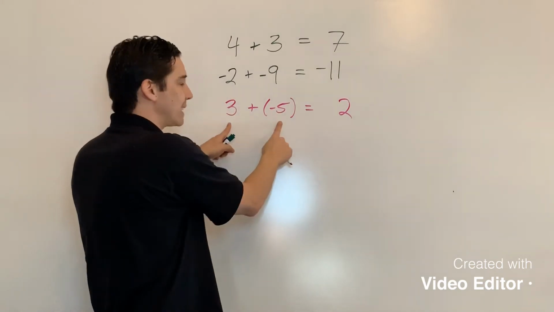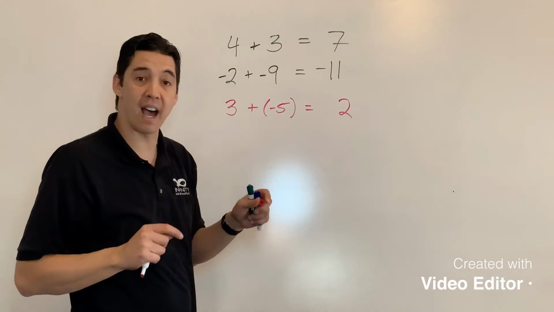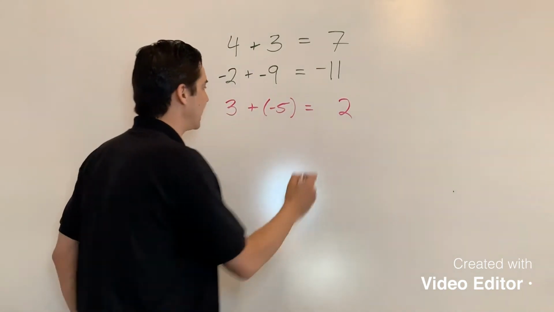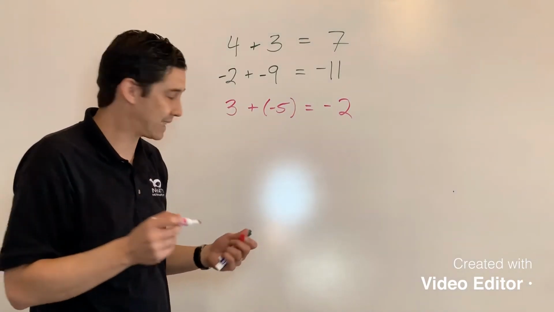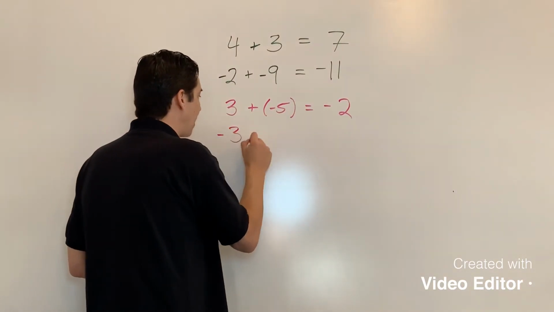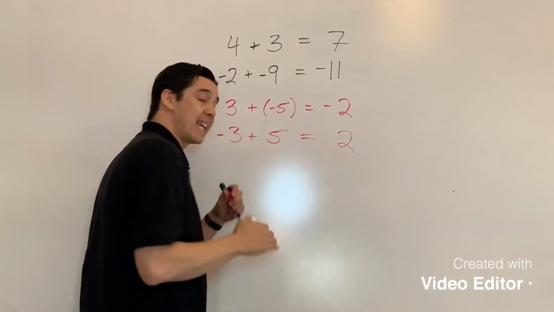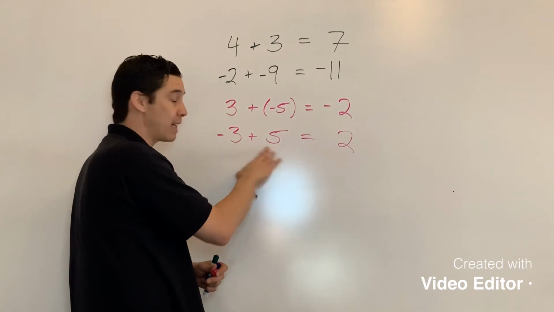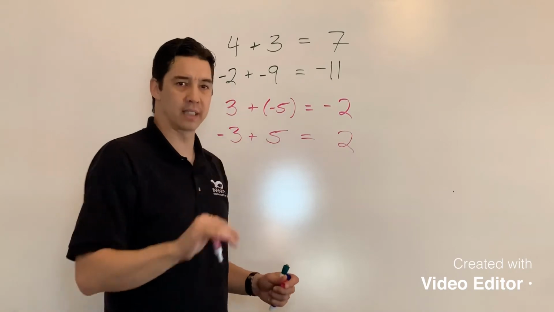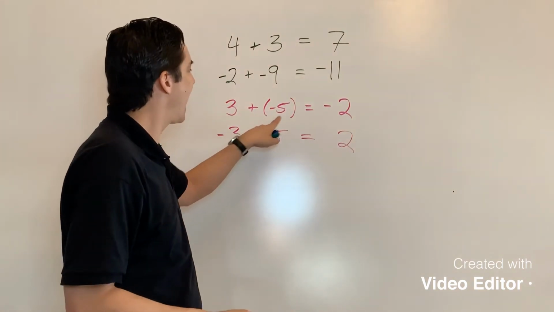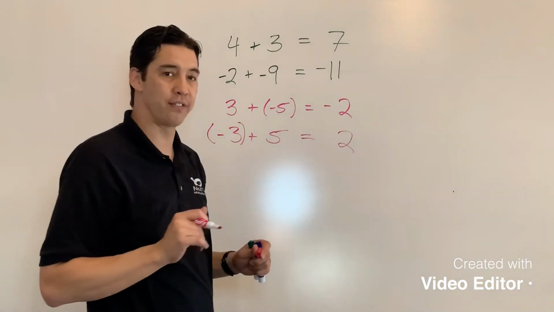Now, which of these numbers has a higher absolute value? Which number is further from 0? Negative 5. So we will keep the polarity of the highest absolute value. 3 plus negative 5 is negative 2. On the same token, negative 3 plus 5: 5 minus 3 is 2. And the absolute value of positive 5 is greater than the absolute value of negative 3. So we'll leave that as a positive. One little side note, if you're seeing it for the first time, I just put parentheses to ensnare my negative sign so there's no confusion.